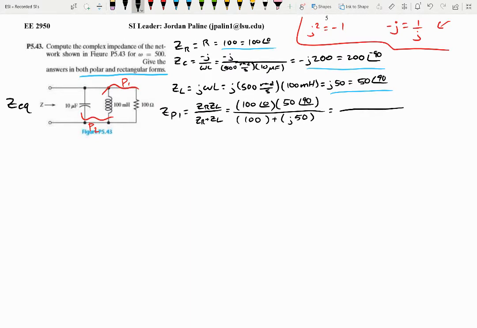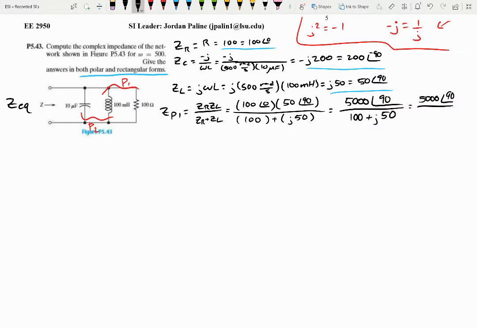When we multiply those out, we get 5,000 because we're multiplying the two magnitudes together, and we add those angles on the top, so we get 5,000 at angle 90. Then we add our values in the denominator. Now we've got to divide this out, so we'll keep the 5,000 at angle 90 in the numerator.